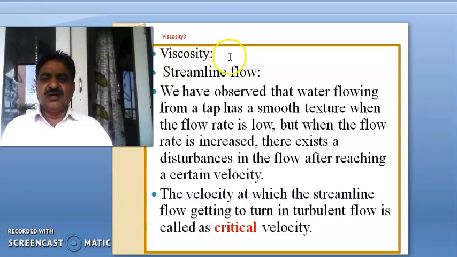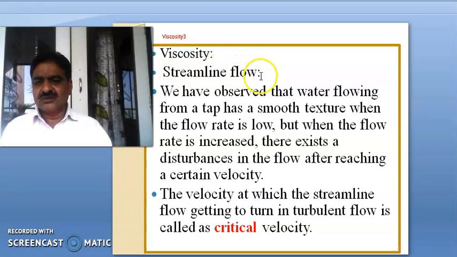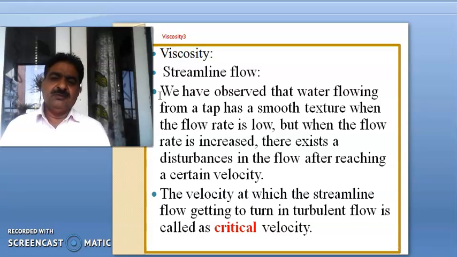Here's viscosity. Already we have seen the concept. You know, thick viscous and thin viscous liquids or fluids, we say. Viscosity is possessed by any fluid, may be liquid, may be gas.